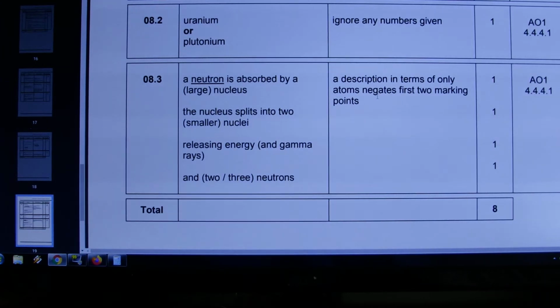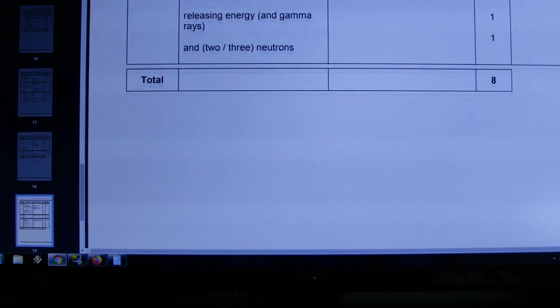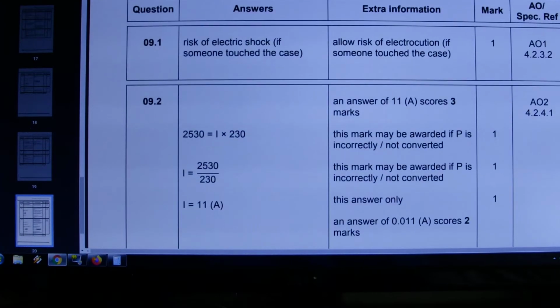Description in terms of only atoms negates the first 2 marking points. It has to be specifically nuclear, not atomic. Okay. Risk of electric shock if someone touched the case. Allow risk of electrocution, for 1 mark.